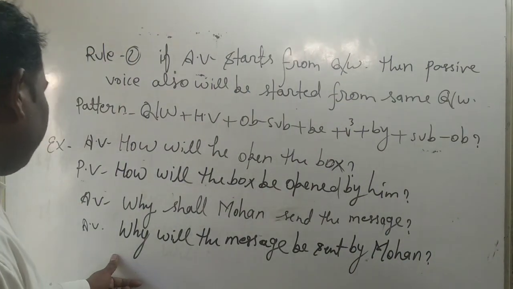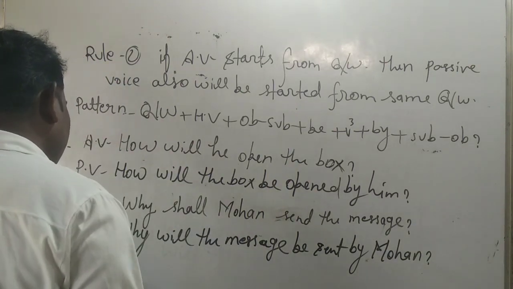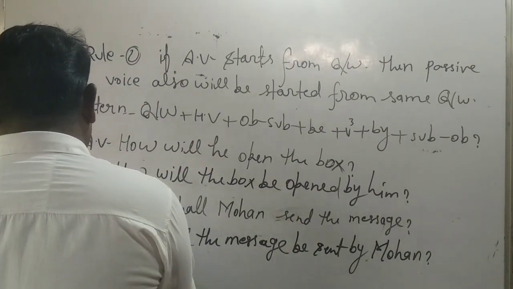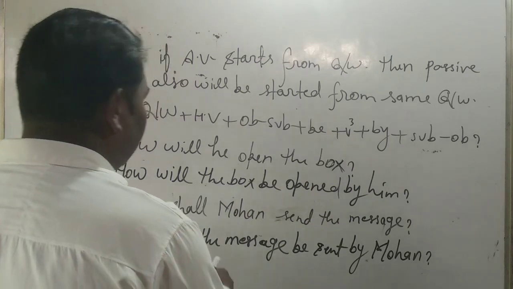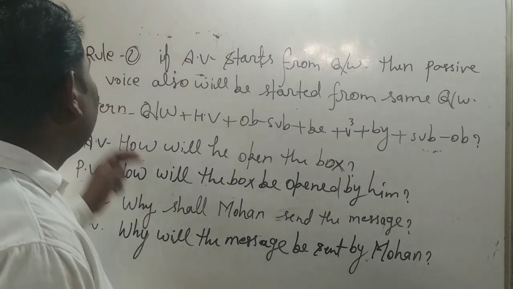Now passive voice is ready. So your passive voice will be: why shall the message be sent by Mohan? This is your second rule. Let us watch the third rule of interrogative sentence.